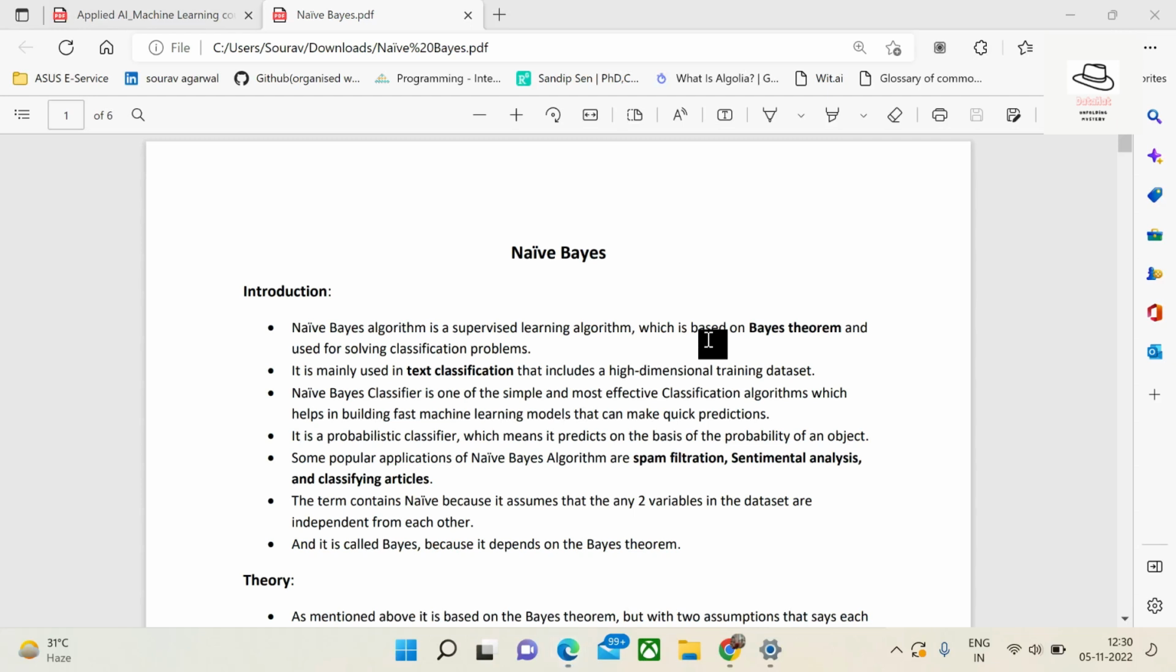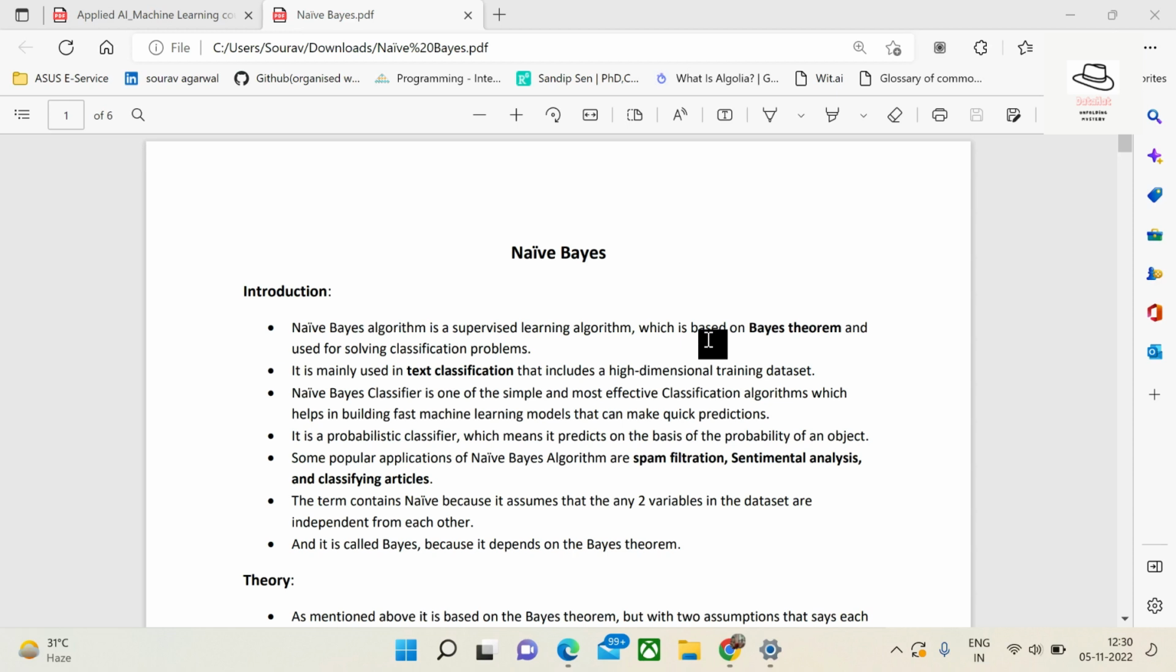We know that machine learning algorithms are divided into three broad categories: supervised, unsupervised, and semi-supervised. Naive-Bayes is one of the simplest supervised learning algorithms, which is primarily used for text classification, and it works really good with high dimensional data.